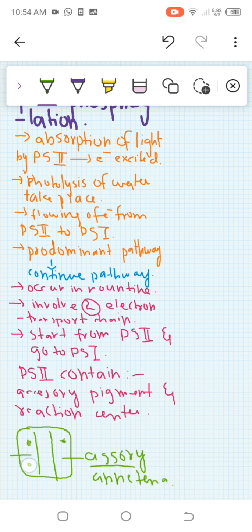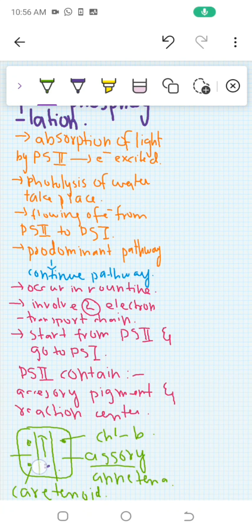Like we can say xanthophylls, carotenoids and chlorophyll B. These both are accessory pigments. And if I talk about the reaction center, here we have two chlorophyll A in dimer form from where the reaction will start. So this is the reaction center. This is basically the chlorophyll A molecule in the dimer form. From here the reaction will start.